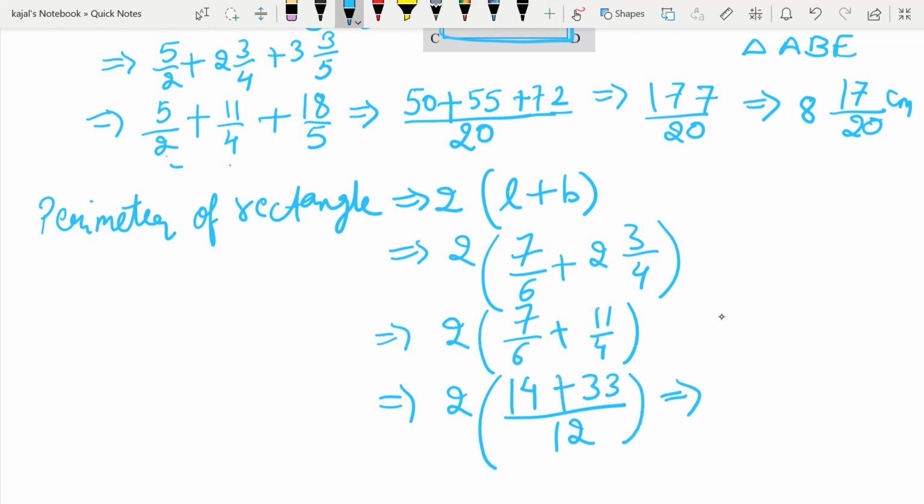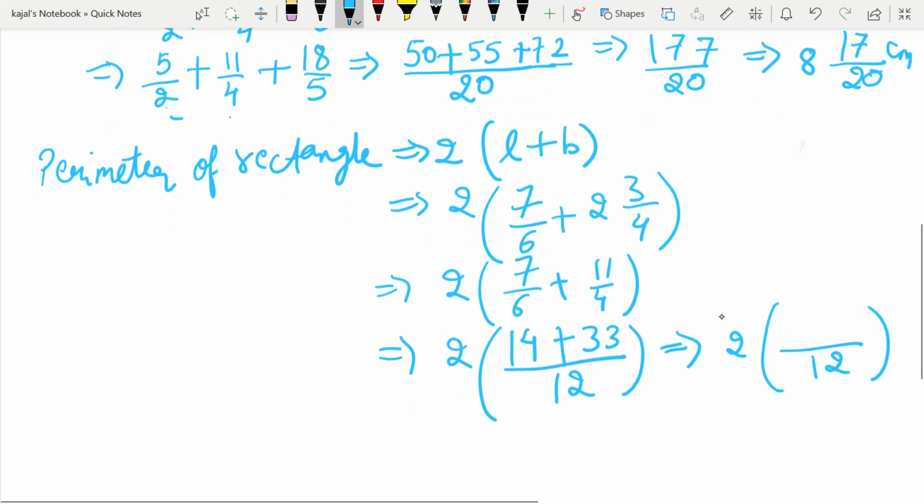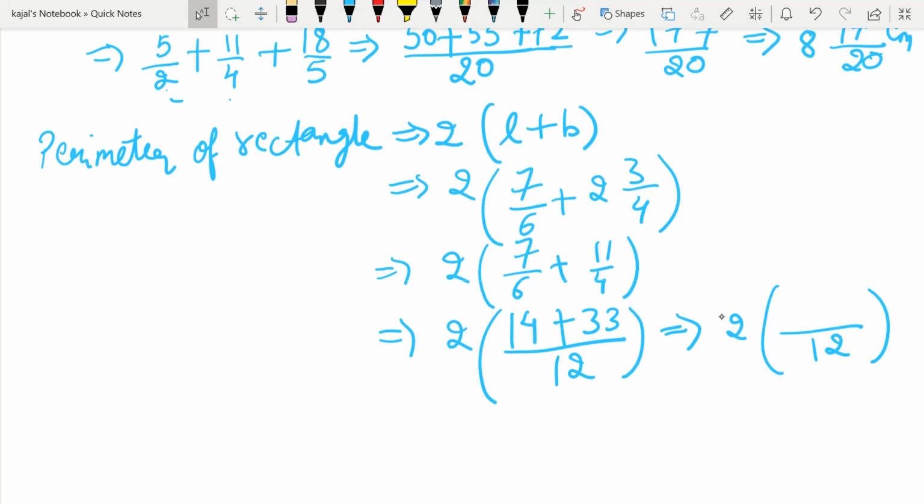I hope you all know how to find the LCM, because these are questions of grade 7, and LCM you can do in the 4th class itself. So I'm not teaching how to get the LCM. You can easily find it out.